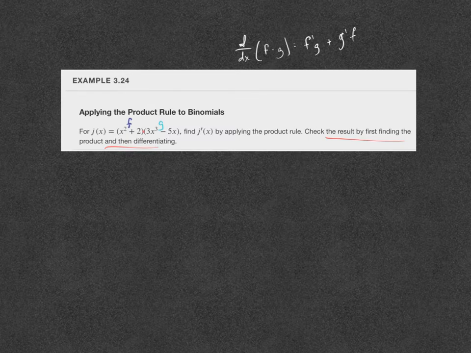Okay, so what is my derivative? I'm finding j prime of x. The product rule says take the derivative of f first. F is x squared plus 2. So the derivative of x squared is 2x. Let me use a parentheses. And then the derivative of 2, a constant, is 0. So that's f prime. And now I'm going to write down regular old g.